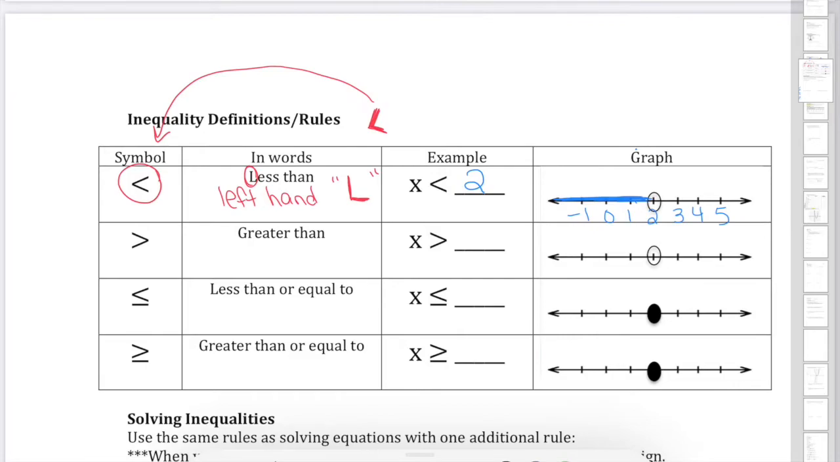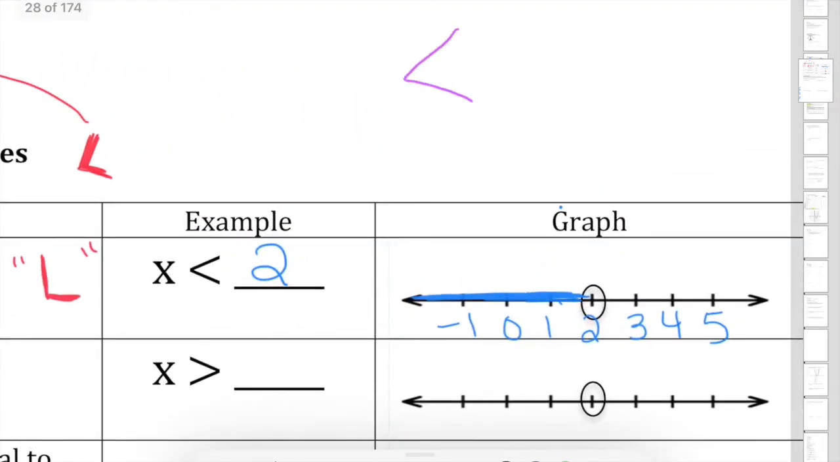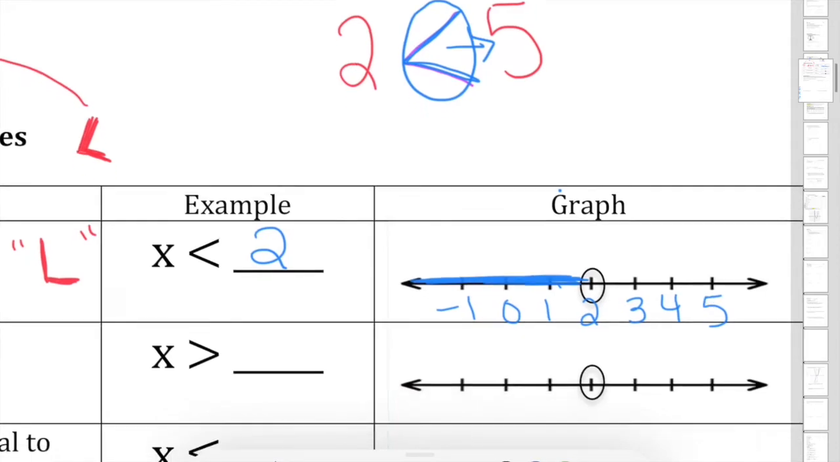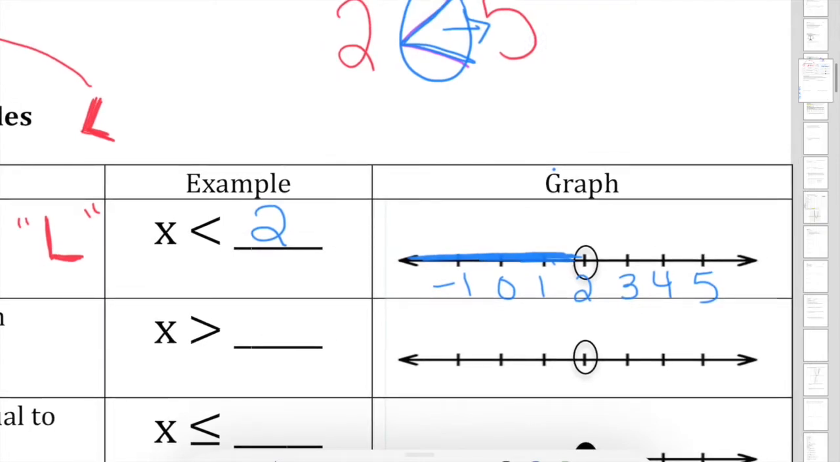Another way is like the alligator trick, which I'm sure many of you have seen before. If you have a less than, I'm just going to use 2 numbers completely out of the blue. We know that 2 is less than 5. People say that this is a Pac-Man or like an alligator mouth, and the mouth is open towards the bigger number because it wants to eat more. So I know these are kind of silly examples.